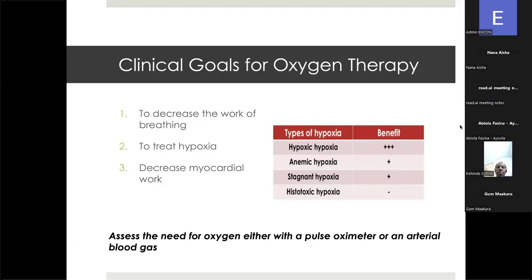So we see that hypoxic hypoxia responds really well to oxygen therapy. It's of optimum, superior benefit. That means when you're at high altitude, when you have cardiac shock, when you have these pneumonias that are causing diffusion defects, it's really good to give people oxygen in those settings.